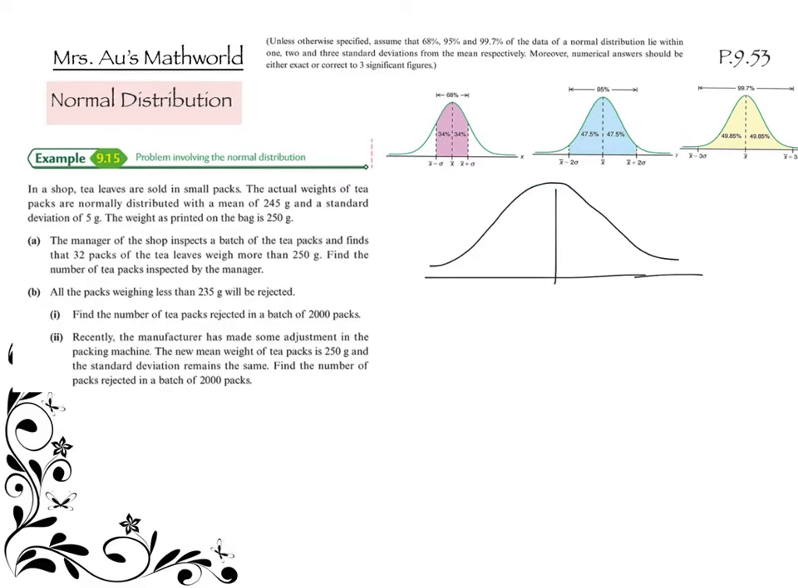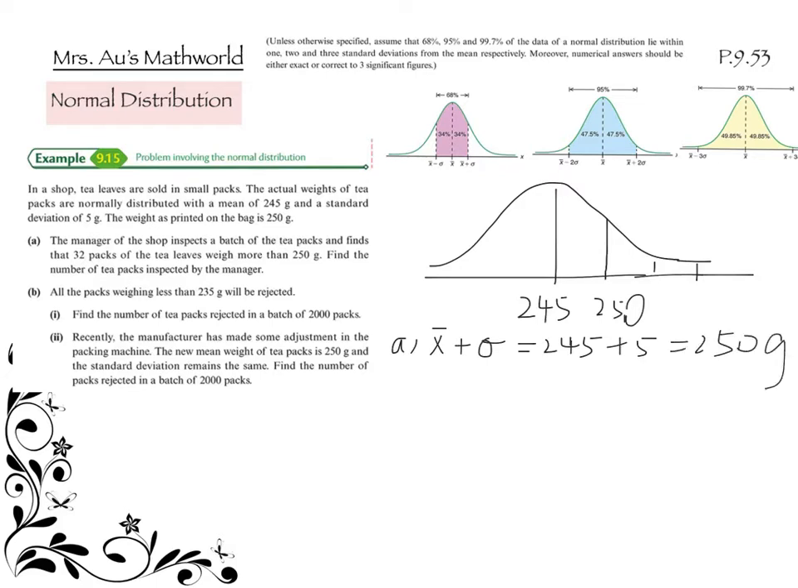So step 1, draw a bell curve, and then write under it the corresponding values. This is the mean. To save time, we skip the units. And then we need to have 1 SD, 2 SD, and 3 SD. The standard deviation is 5, so 250 is x bar plus 1 SD. And then 245 is the mean.